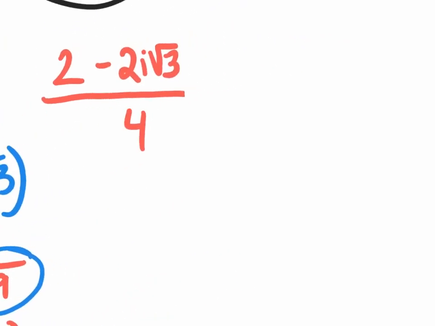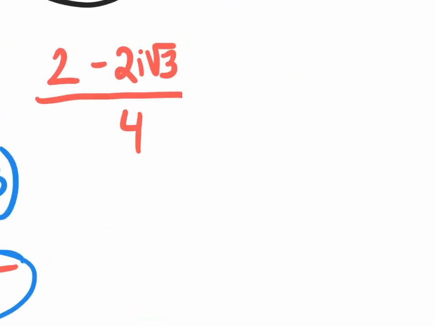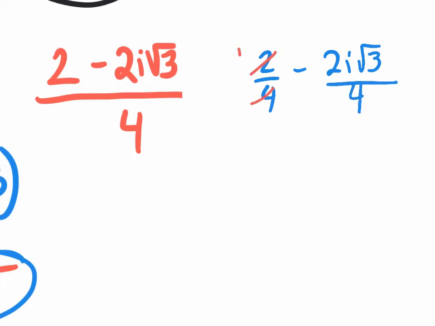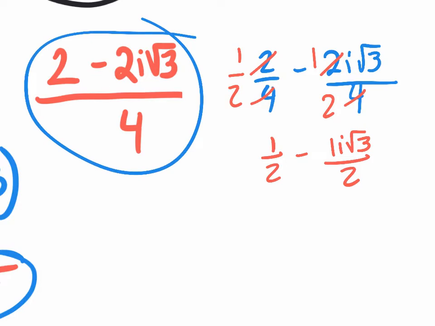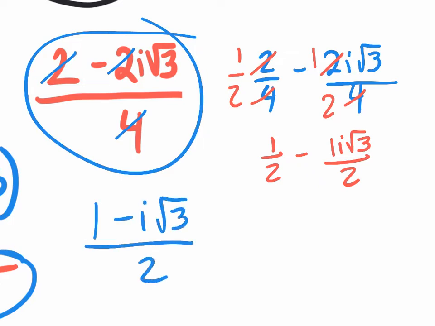I'm pretty sure they're not going to leave it like this on your answer, because 2 over 4 could also be reduced. So I'm pretty sure they will either split it and then reduce and make this a 1/2 and make this a 1 over 2. So they'll get 1/2 minus 1i square root of 3 over 2. Or maybe they just reduce it all from this original answer, dividing everything by 2. So that becomes a 1, that becomes a 1, this becomes a 2. So your final answer there would be 1 minus i square root of 3 over 2.